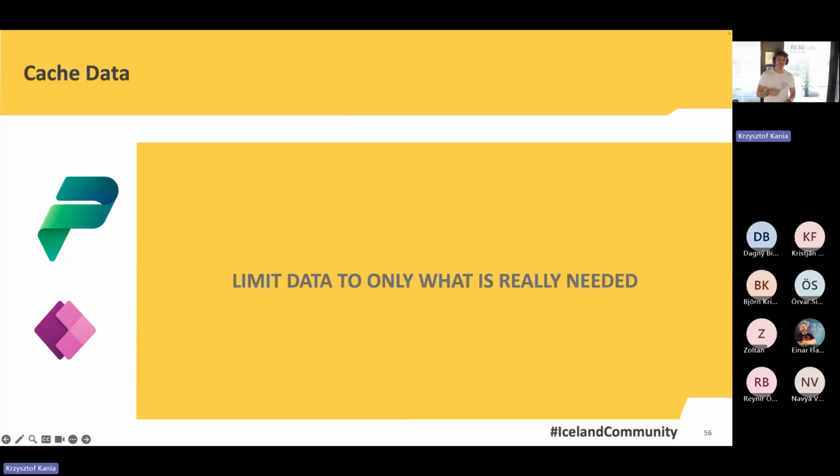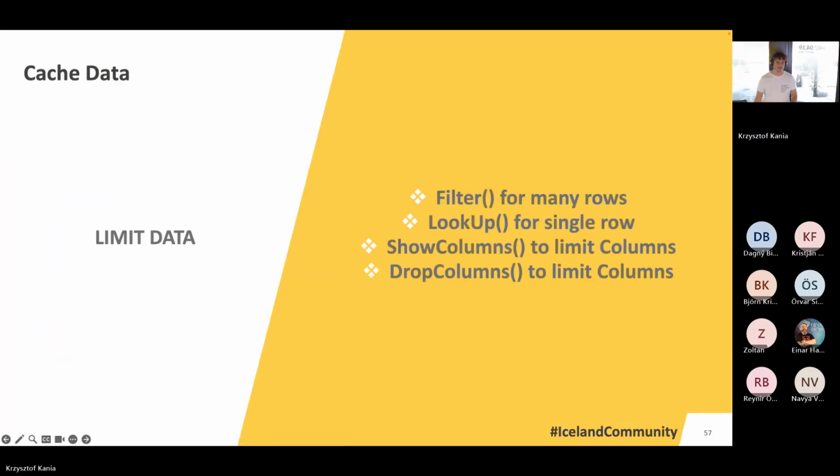Maybe there would be some really good filtering we can apply to get the data. But we want to limit the data to what is actually needed. And sometimes, and that's really often, it's our job as developers to decide what is needed and how we should get that data. So what are the available functions for us to limit that data?